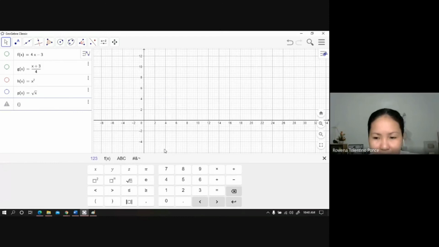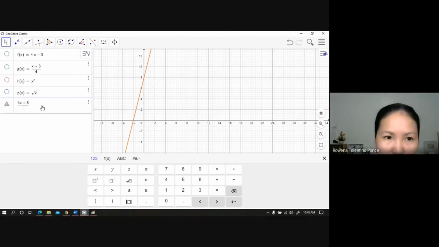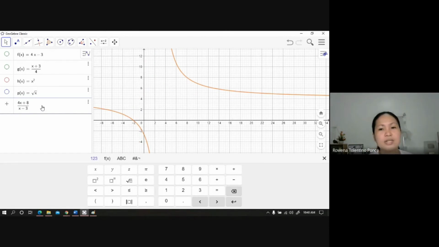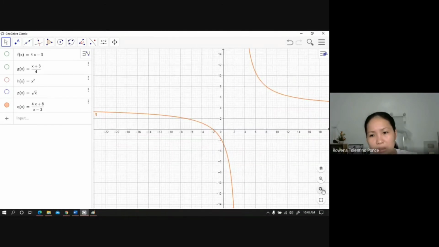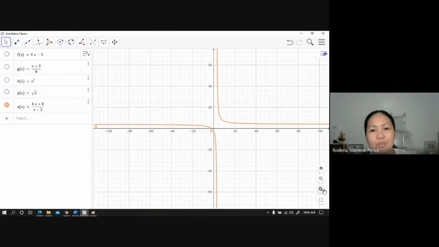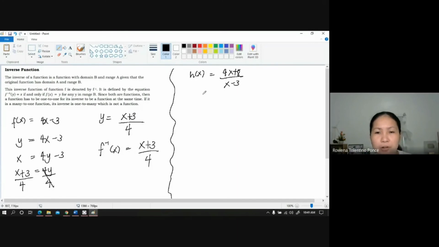Since maano naman ang ating teknolohiya, hindi nyo na kailangan i-graph yan manually, kasi mahirap yung i-manual. Okay, so as you can see, this is the graph. Check muna natin if it is 1-to-1. Yes, this is a 1-to-1 function. So let us compute. First, we are going to replace h of x by y.